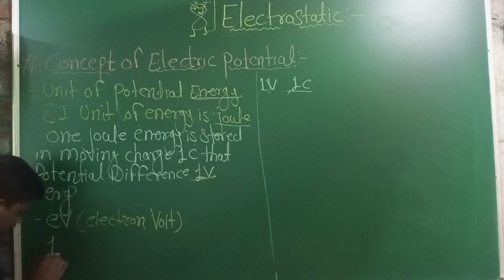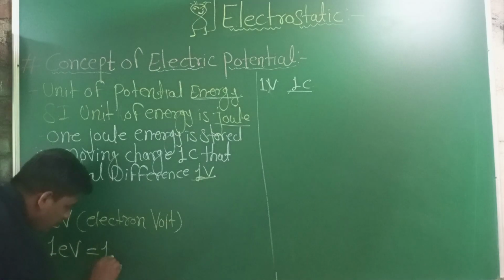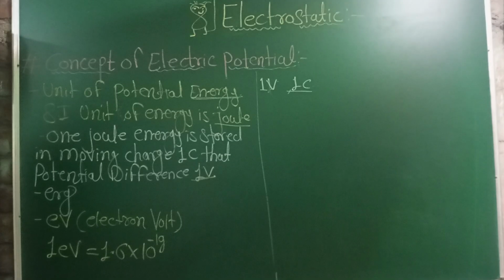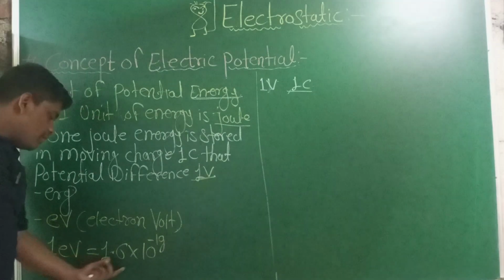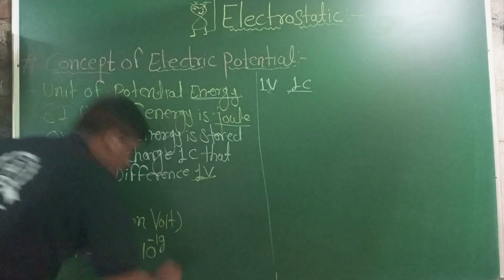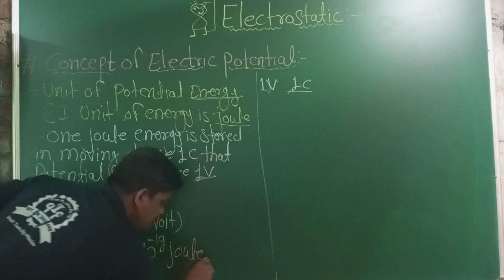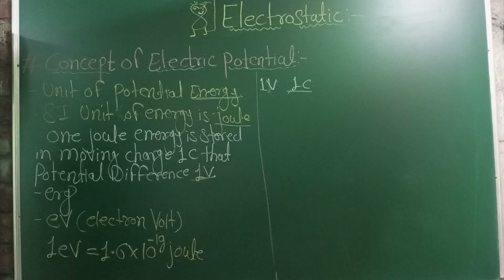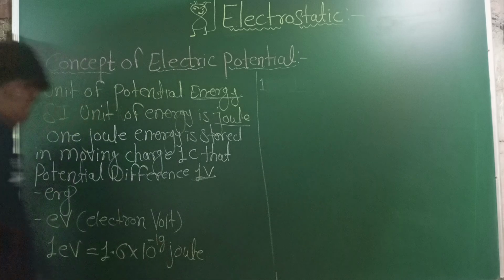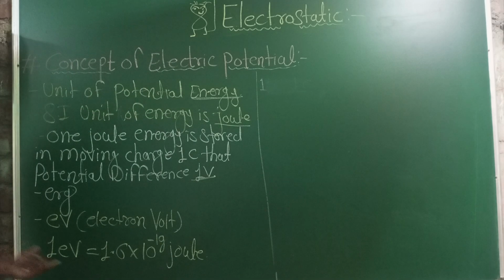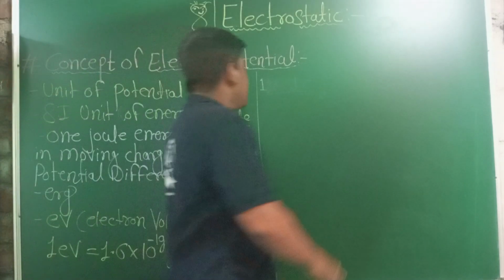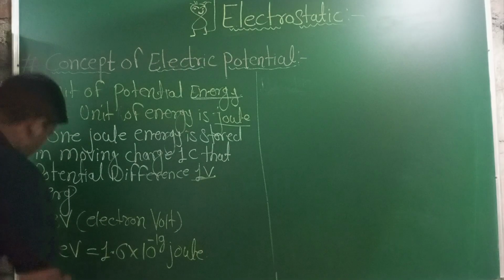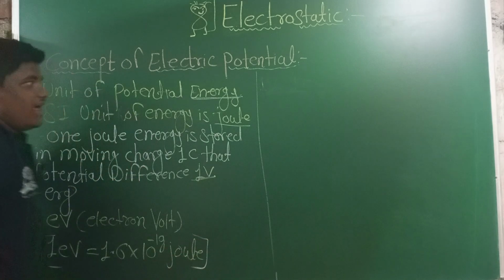Now 1 electron volt of energy is 1.6 times 10 raised to minus 19 joules. This is the relationship between energy in different units: 1 electron volt equals 1.6 times 10 raised to minus 19 joule. These are standard units of energy. It is most important and is often asked as an MCQ in the exam.